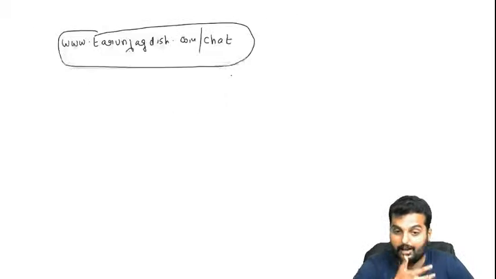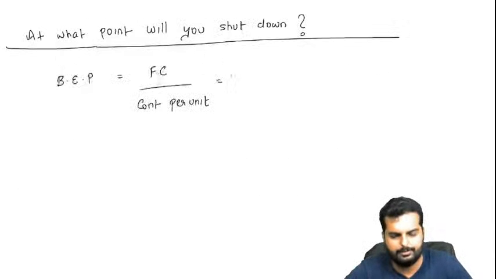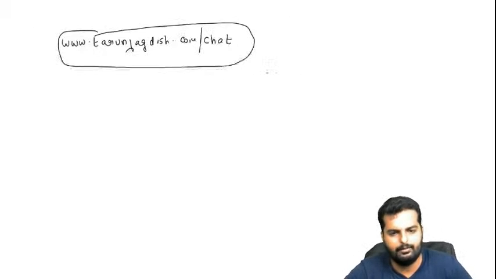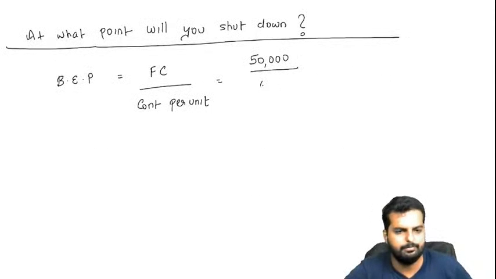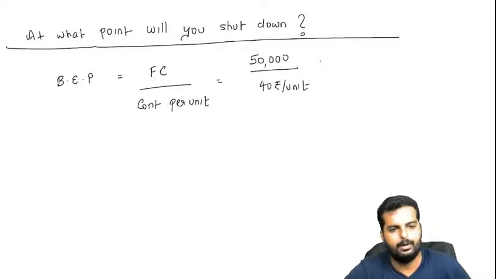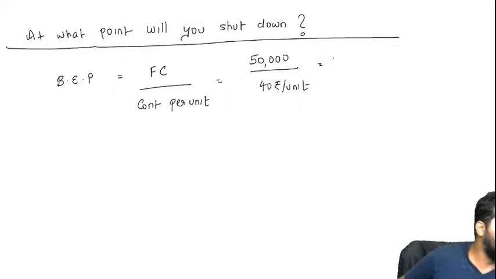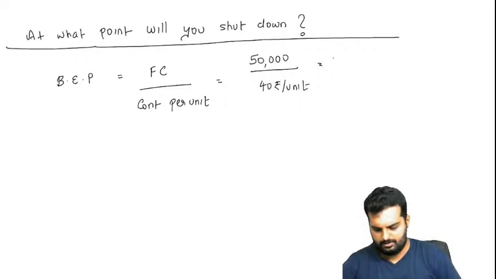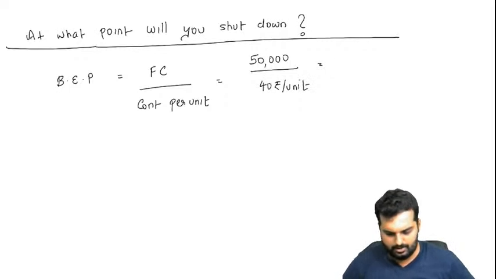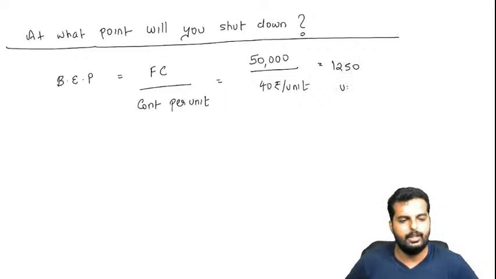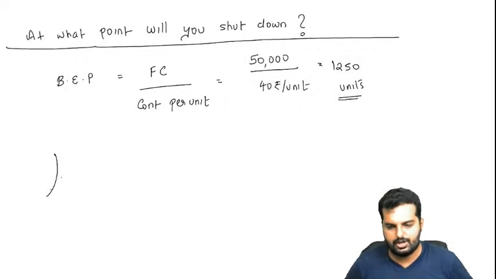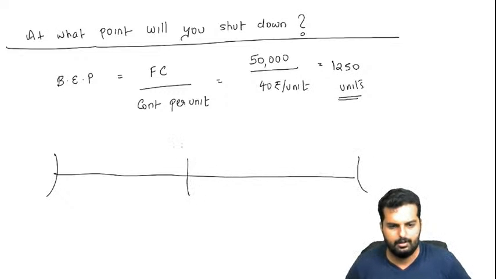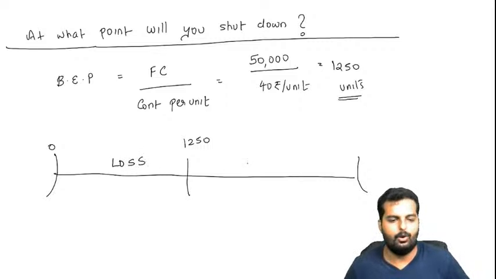So what is the fixed cost that we are having in this question? Did I say it's 50,000? The total fixed cost is 50,000 divided by, I believe the contribution is 40 rupees per unit. So what is 50,000 divided by 40? It turns out to be 1250 units. If I draw a chart, the chart will go like this. 0 to 1250 you are running at a loss. Anything above 1250 you will be running at a profit.